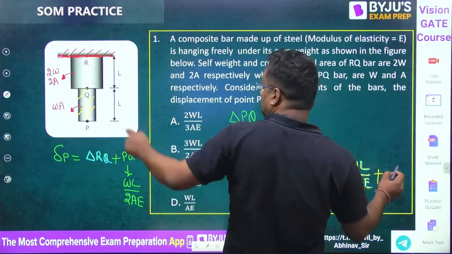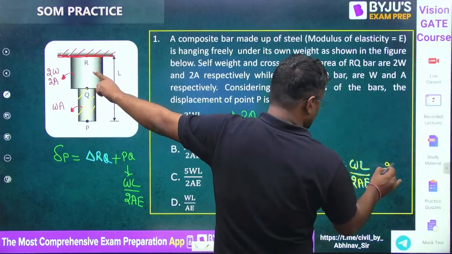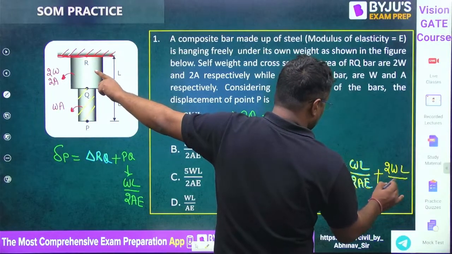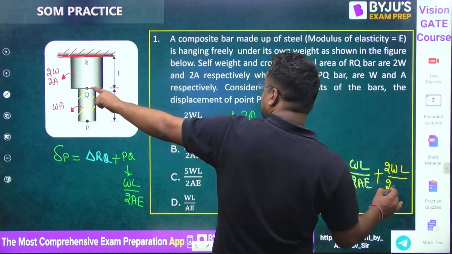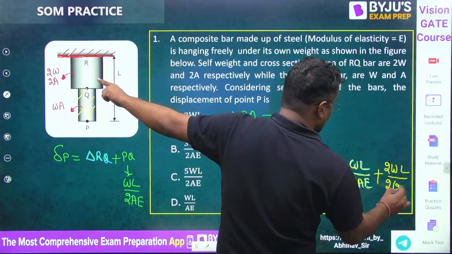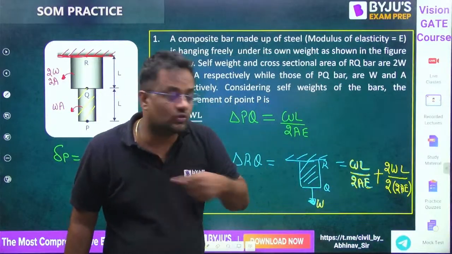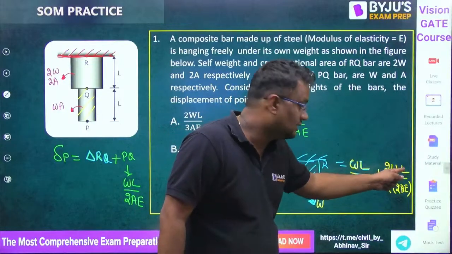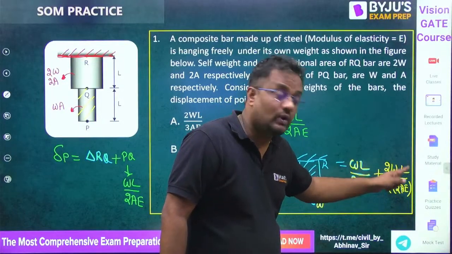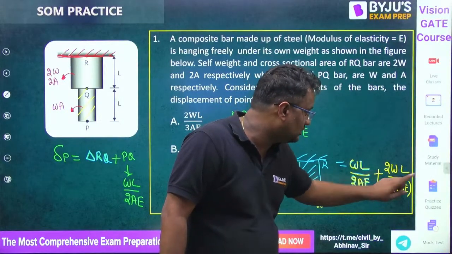deflection is W, whatever the weight, W is here 2W, into L by 2 into A. What is A? 2A. I hope you understood what formula I applied. WL by 2A, na, due to its own weight. So what is W? 2W, L by A. WL by 2A. So this is 2. A is 2A into E.